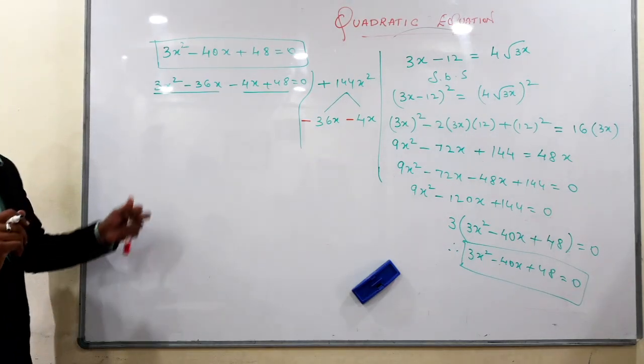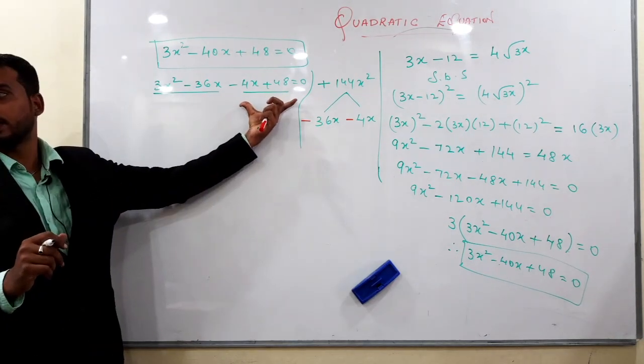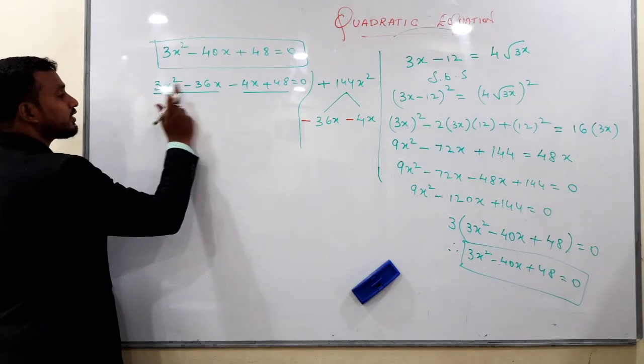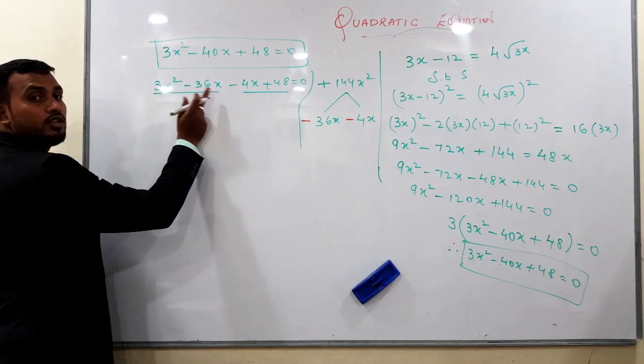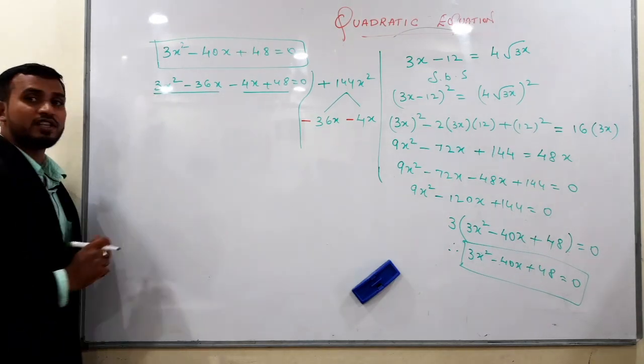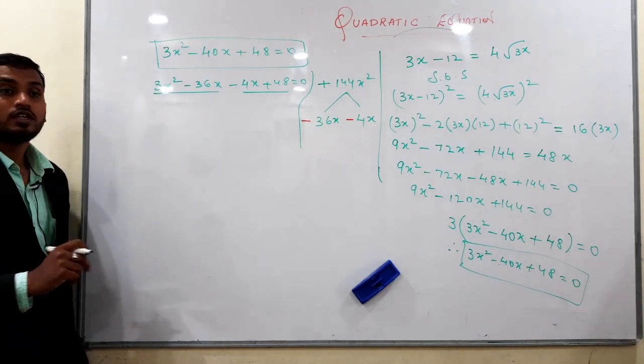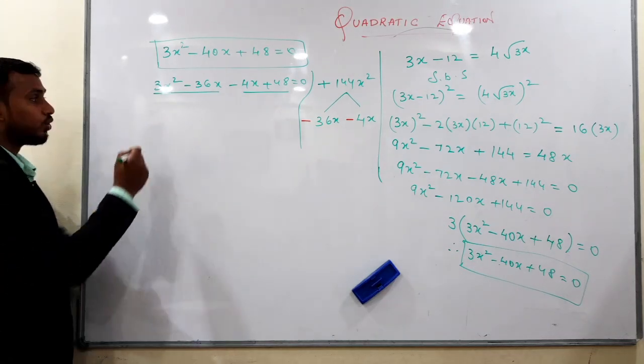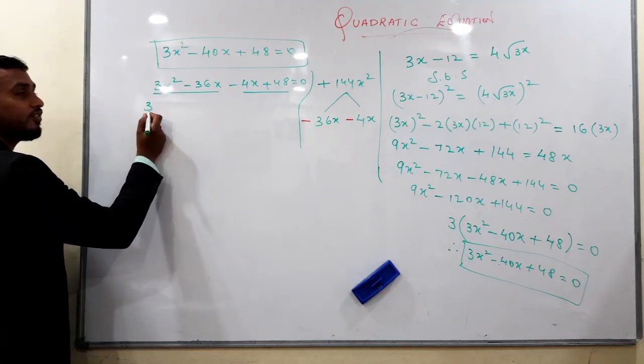Let me make two pairs. This is one and this is one. Got it? Now, 3 and 36. Can we take 3 as common factor? 3 and 36 are the multiples of 3. Do 3 and 36 come in the table of 3? Yes, it goes. So we take 3 as common factor.